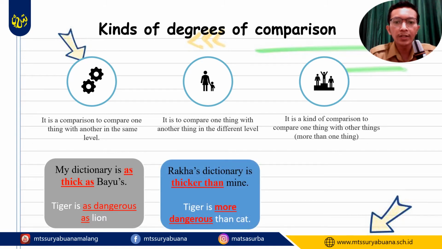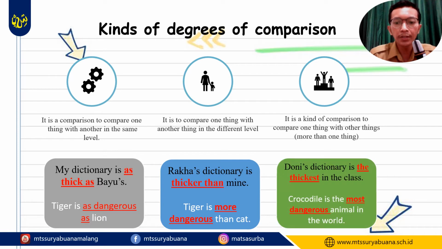The second type of degrees of comparison is comparative. The examples: Raka's dictionary is thicker than mine. In Bahasa, kamus Raka lebih tebal daripada milik saya. And the second example: tiger is more dangerous than cat. More dangerous, lebih bahaya daripada kucing. And the last type of degrees of comparison is called superlative degree.